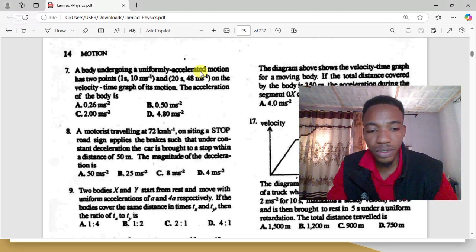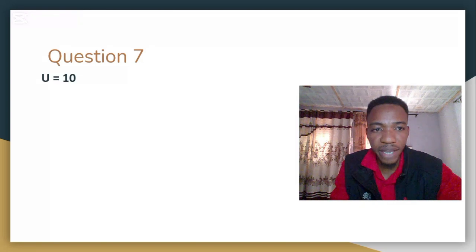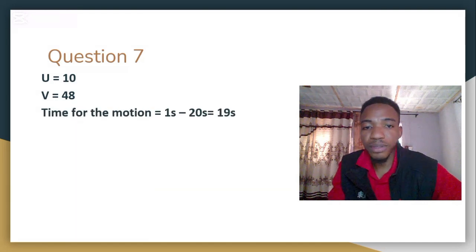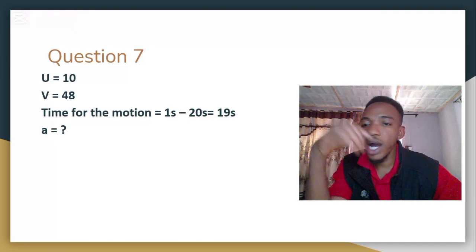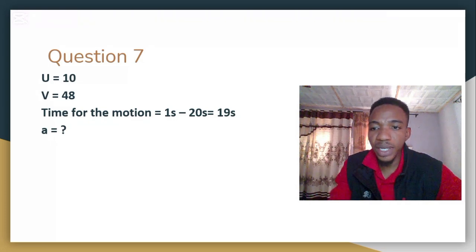So let's try to solve this question. Question number 7. What were we given? We were given our initial velocity to be 10 meters per second, our final velocity to be 48, and our time for the motion, like I said, is 19 seconds. So what is the acceleration? To solve any question that is related to motion, you have to write down the equations of motion and use the one that is suitable for the question you are trying to solve.